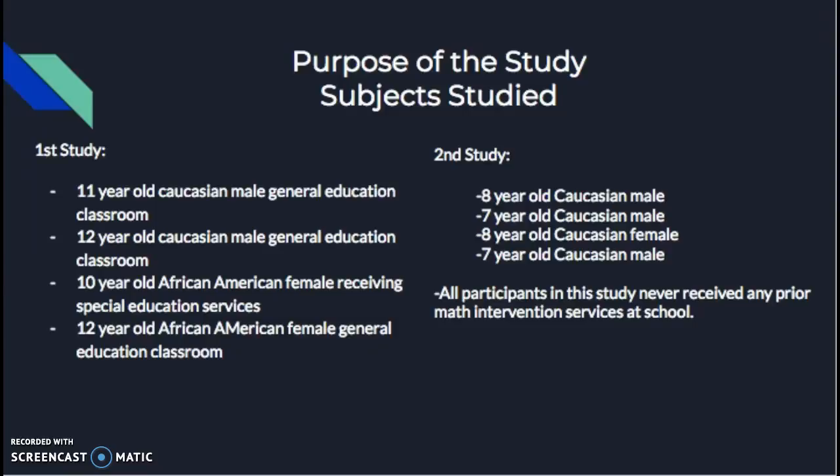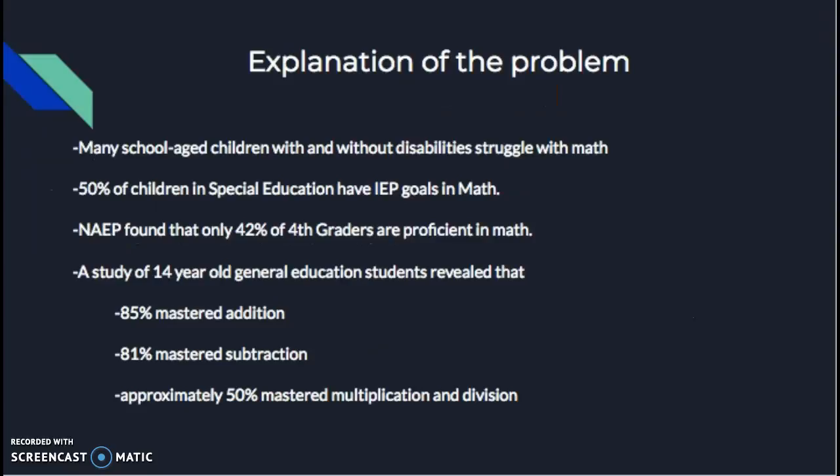All of the participants in the second study have never received any prior math intervention services at school. So why did the researchers do this? Many school-age children with and without disabilities struggle with math. 50% of children in special education have IEP goals in math. NAEP found that only 42% of 4th graders are proficient in math, and a study of 14-year-old general education students revealed that 85% mastered addition, only 81% mastered subtraction, and approximately 50% mastered multiplication and division.